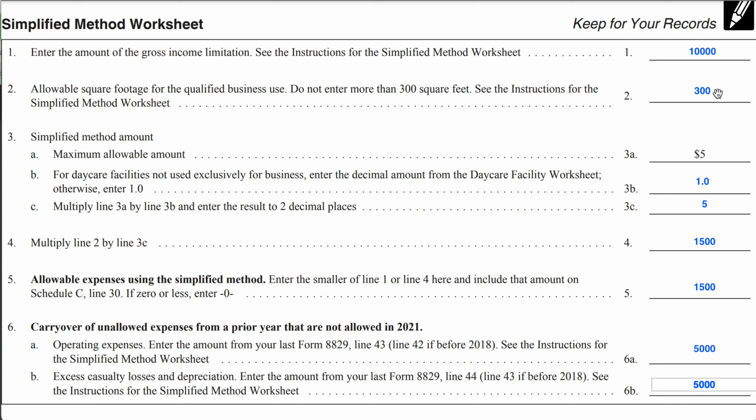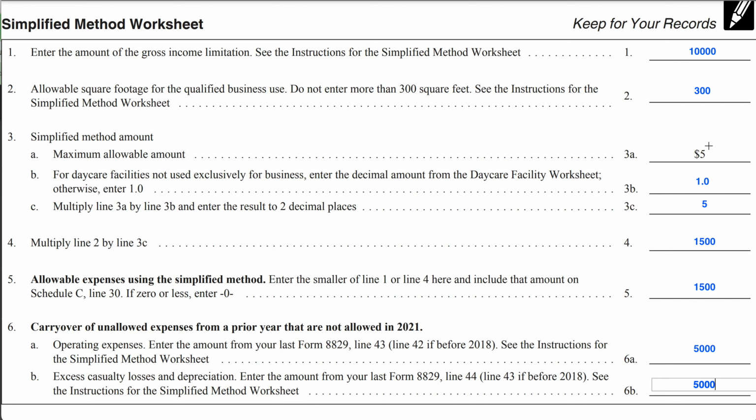So the maximum allowable square footage is 300 feet. The maximum allowable dollar amount per square foot is $5. So your theoretical limit using this method is $1,500 per year.